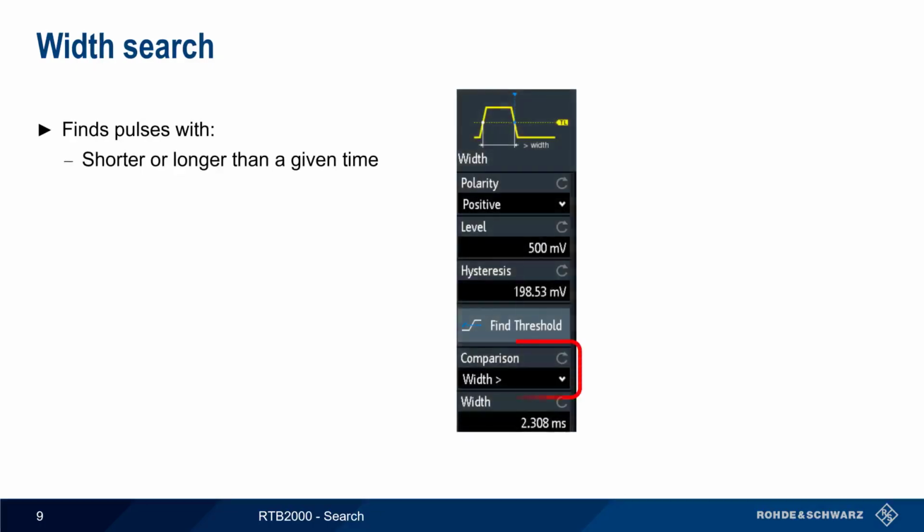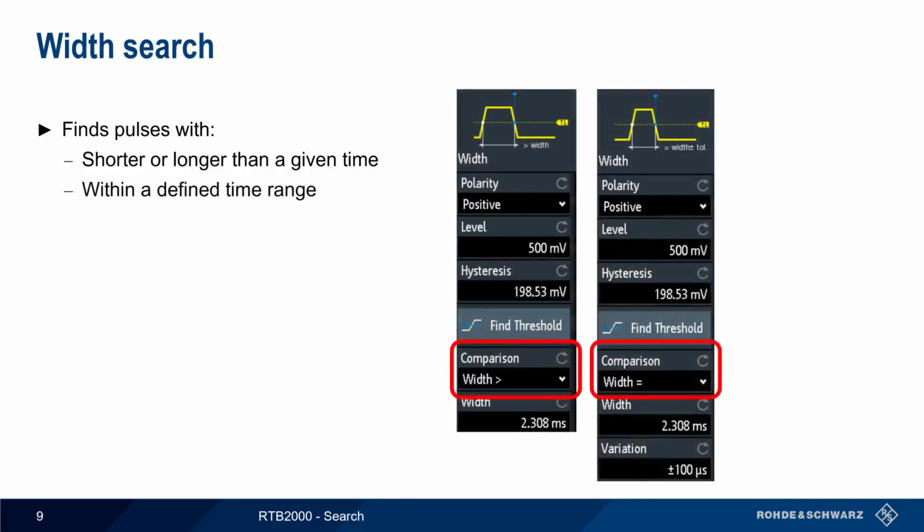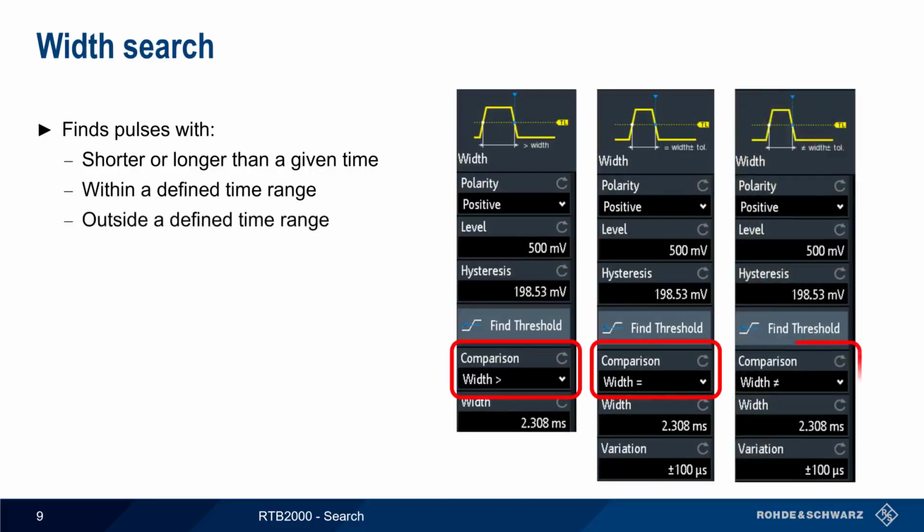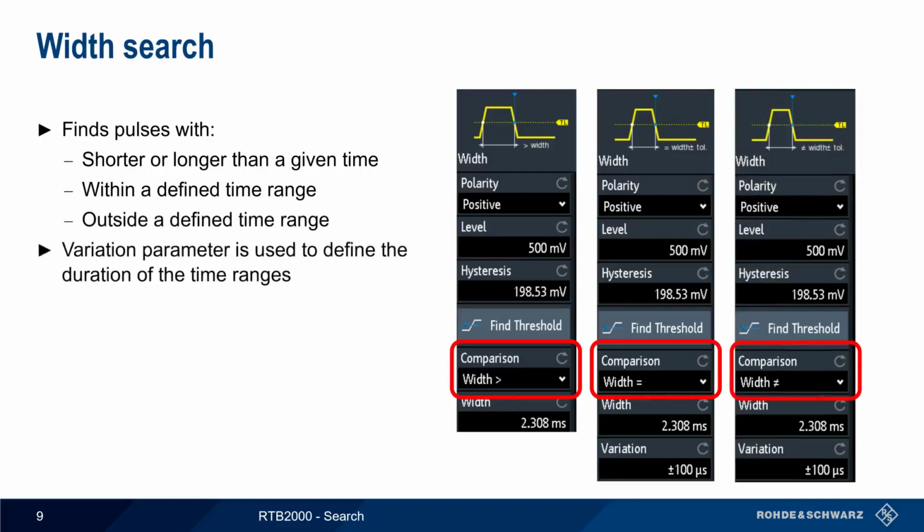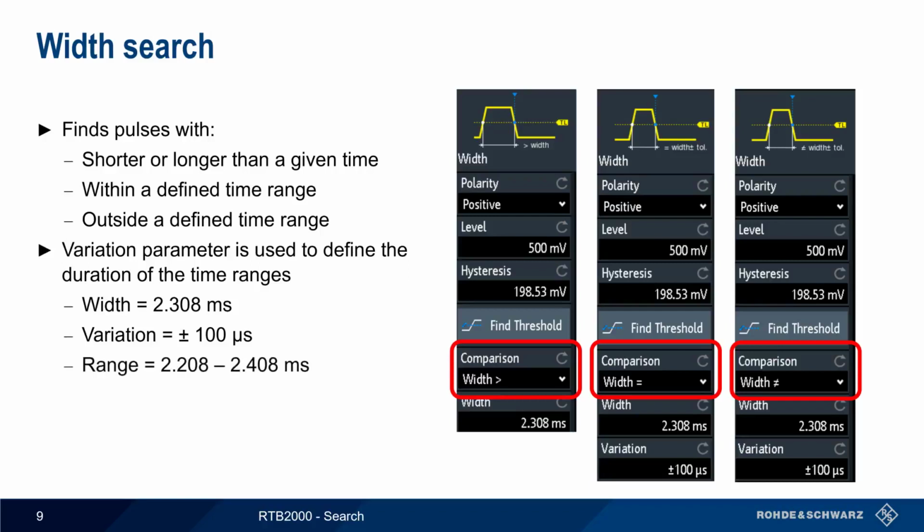A width search finds pulses that are shorter or longer than a given time, that fall within a defined time range, or that fall outside of a defined time range. The parameter variation is used to define the duration of these time ranges. For example, if width is 2.308 milliseconds and variation is plus or minus 100 microseconds, the range is 2.208 to 2.408 milliseconds. Note that even though we're searching based on width, we also must specify a minimum level for a pulse.